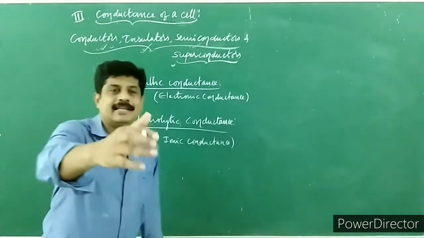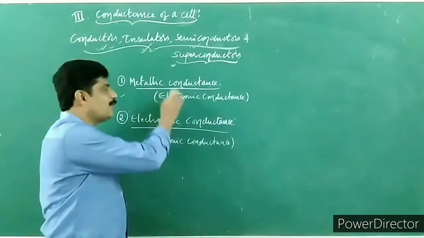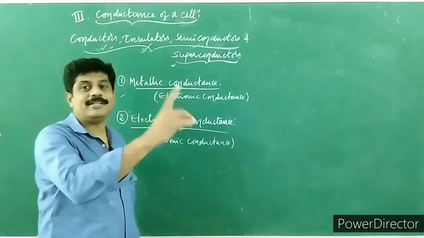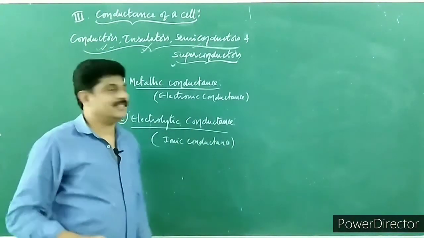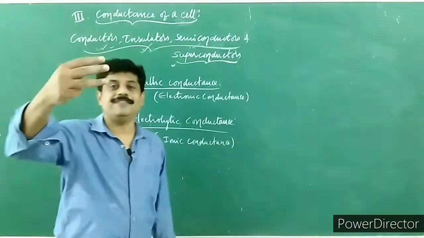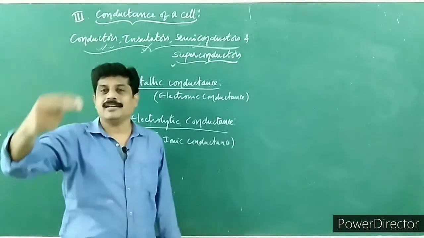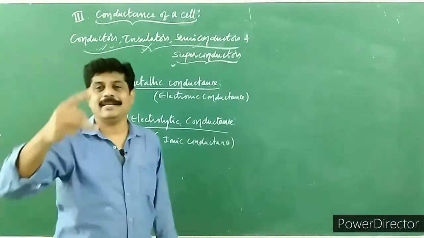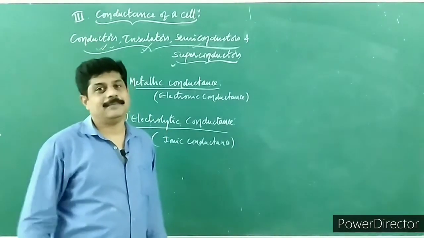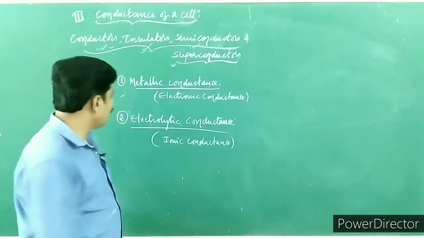Children, electrical conductance through metals is called metallic conductance or electronic conductance, as it involves the movement of the electrons. Children, the metallic conductance or the electronic conductance depends upon 3 factors. Number 1, nature of the metal. Number 2, number of valence electrons per atom. Number 3, temperature. Those things we'll see later when I take up separately under conductance of metals. Now let me go for the second one.